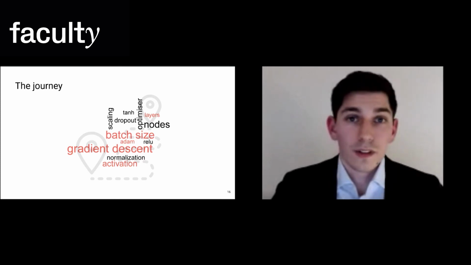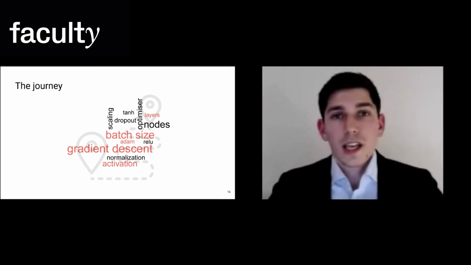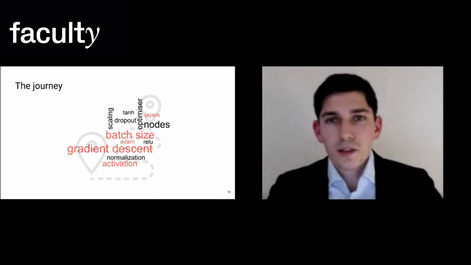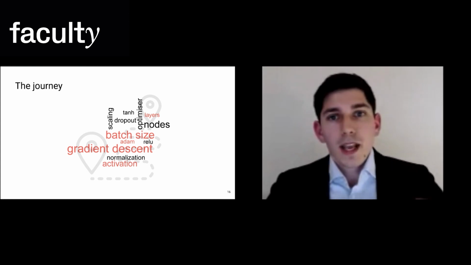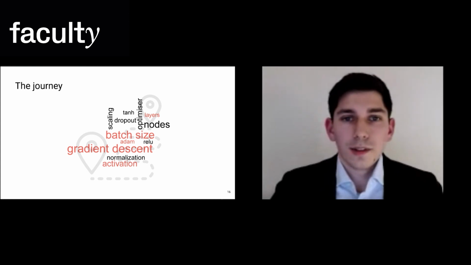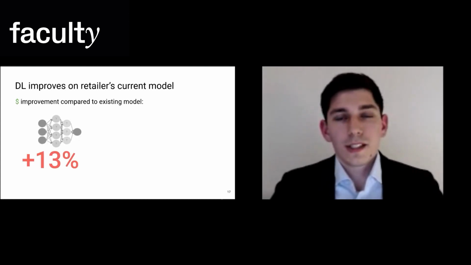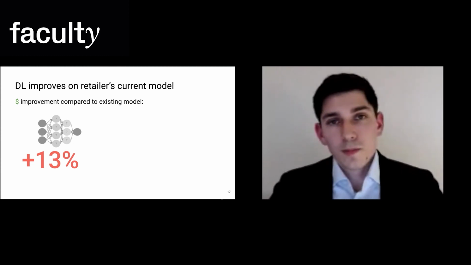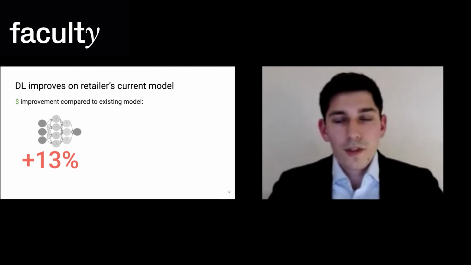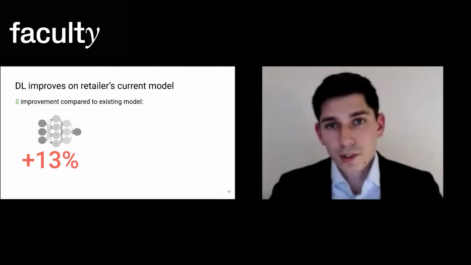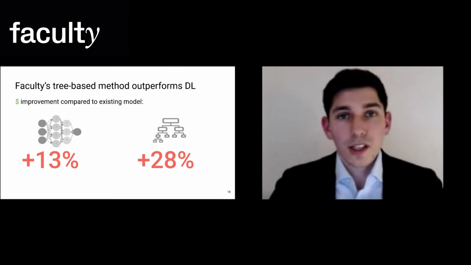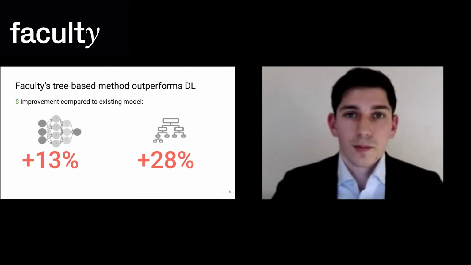This always involves a lot of experimentation, and I've tried different numbers of layers, nodes, optimizations, activation functions, and so on. And after many setbacks, I was finally able to build a model that increased 13% on the customer's current model. So this means that by using my model, you improve sales or revenue by 13% for each catalog you send a person. However, Faculty's tree-based method actually improves 28% on the retailer's current model.